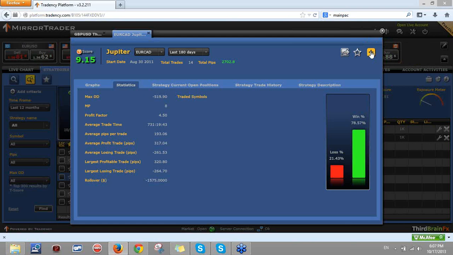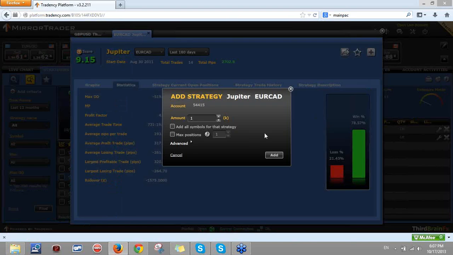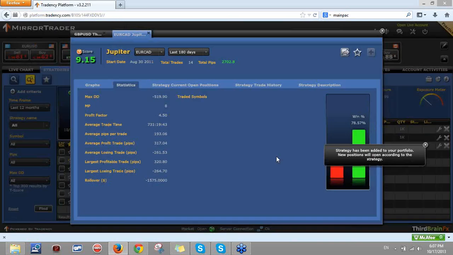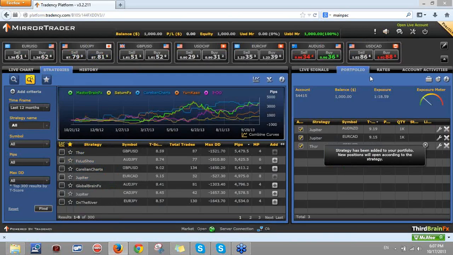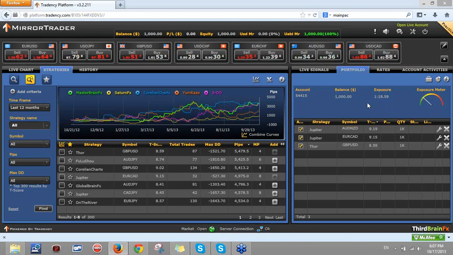Click Add. Again, amount of K1. Add. We can close this window and see what is the exposure at the moment. 1 to 18. It's very good. So I think this is one very good mid to long-term portfolio with very reasonable leverage.